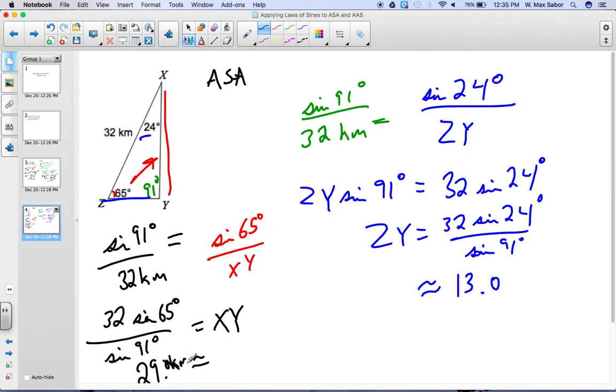You might notice that there was one error that I made on this page. I didn't put kilometers here. So hopefully you caught that. This is how we use law of sines to find the missing sides and angles in angle-angle-side or angle-side-angle.